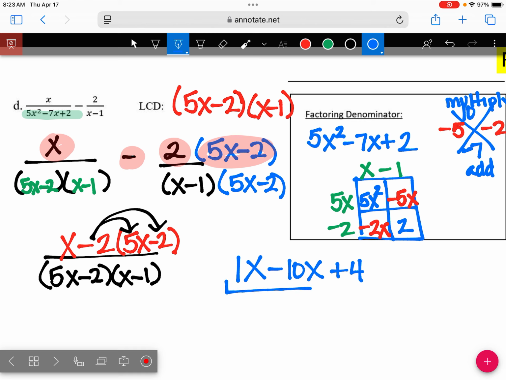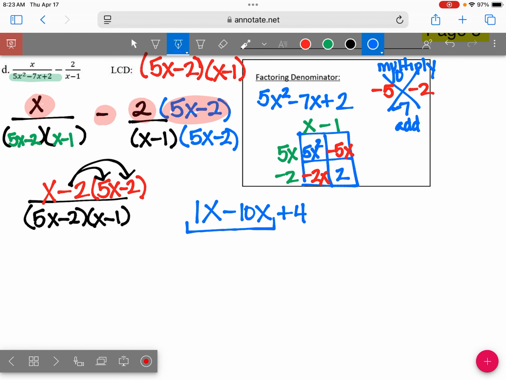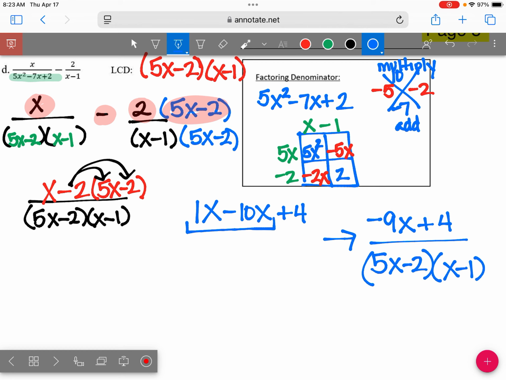So go ahead and combine your like terms. That would be these two. Figure out what you get when you do 1 minus 10. And you should get a negative 9x plus 4, and that's all over your LCD. And that would be your final answer.